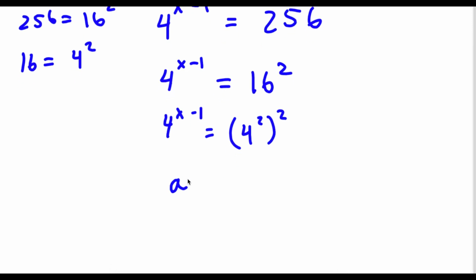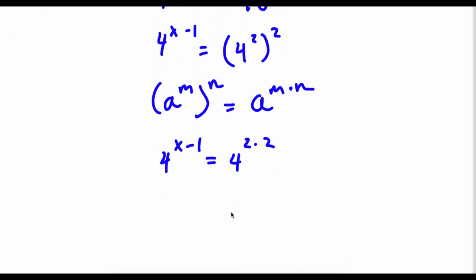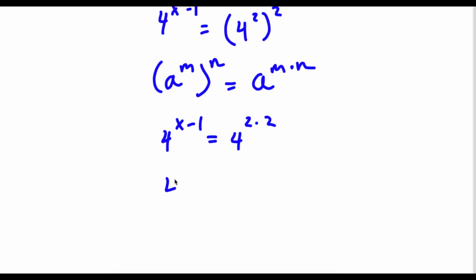Now if I have something in the form a to the power of m to the power of n, this is the same thing as a to the power of m times n. So 4 to the power of 2 to the power of 2 is going to equal 4 to the power of 2 times 2. And 2 times 2 is 4, so now I have 4 to the power of x minus 1 is equal to 4 to the power of 4.